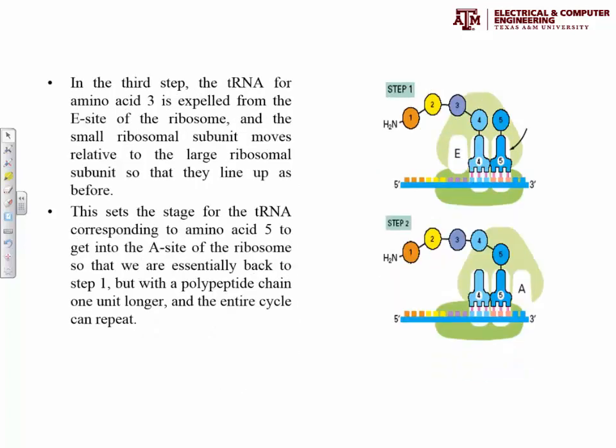So in the third step, the tRNA for amino acid 3 is expelled from the E site of the ribosome, and the small ribosomal subunit moves relative to the large ribosomal subunit so that they line up as before, right? And this sets the stage for the tRNA corresponding to amino acid number 5 to get into the A site of the ribosome so that we are essentially back to step 1. But now we have a polypeptide chain that is 1 unit longer, right? And the process continues.